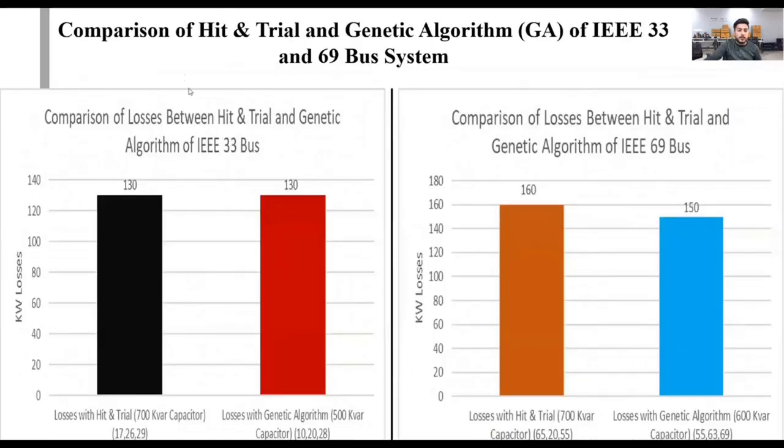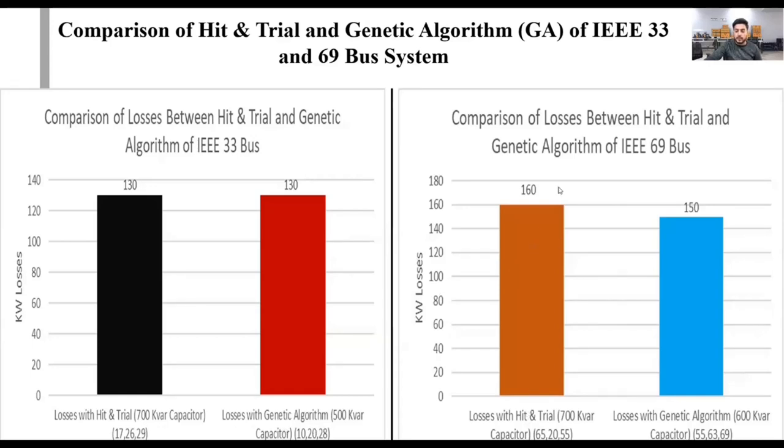After that, we have a comparison of the hit and trial and genetic algorithm for the IEEE 33 and 69 systems. Here you can see that we got the same results, but different in rating. In the hit and trial method, we got the same result at 700 kVAr, and after applying the genetic algorithm, we got the result at 500 kVAr capacitor. Also, the locations are different.